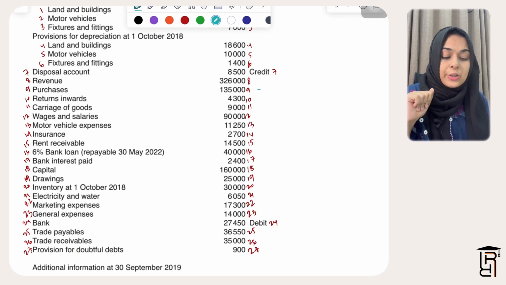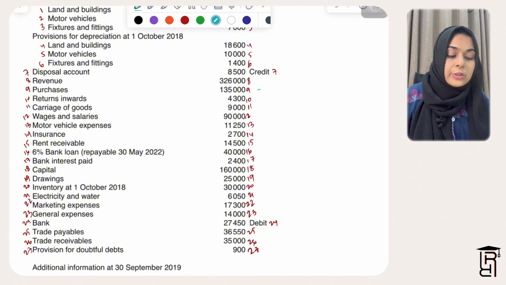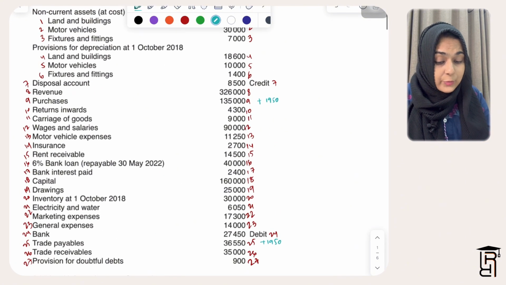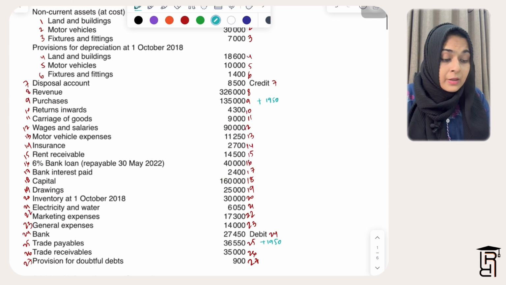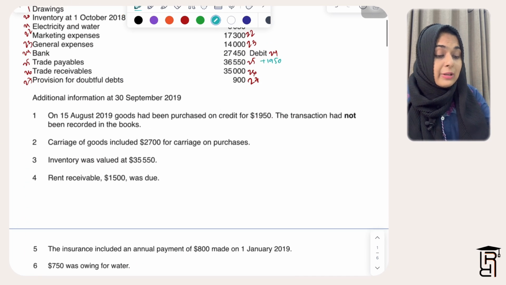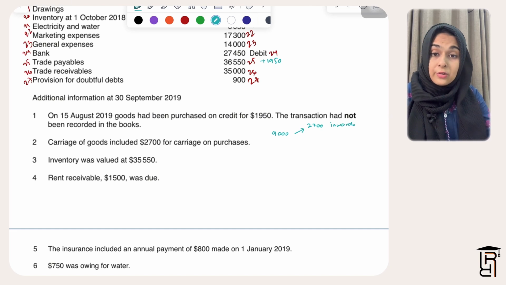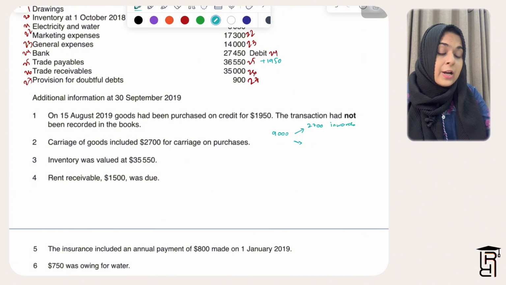Then point number two is carriage of goods included 2700 for carriage on purchases. So carriage of goods here is how much? This is value number 11, and that is 9,000. So 9,000 is total carriage on goods. From this 9,000, carriage inwards, that is carriage on purchases, is 2,700. So if 2,700 is carriage on purchases, the remaining is obviously carriage outwards, 6,300.